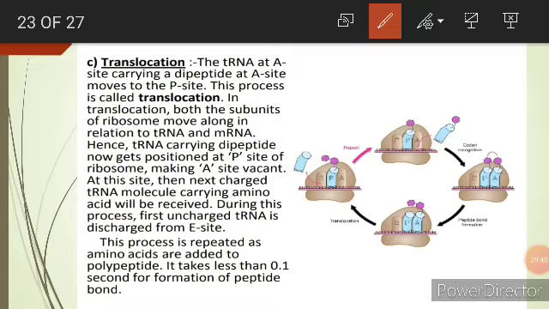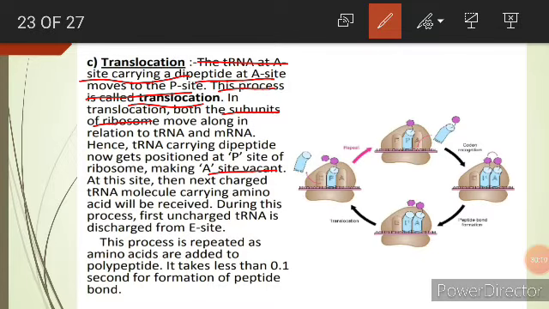The tRNA at the A site carrying a dipeptide moves to the P site, and this process is what? Translocation. In translocation, both the subunits of the ribosome move along in relation to the tRNA and mRNA. Hence this tRNA carrying the dipeptide now gets positioned at the P site of the ribosome, making the A site vacant.